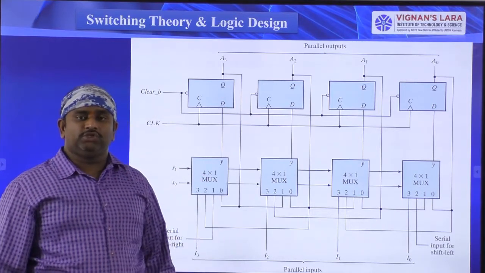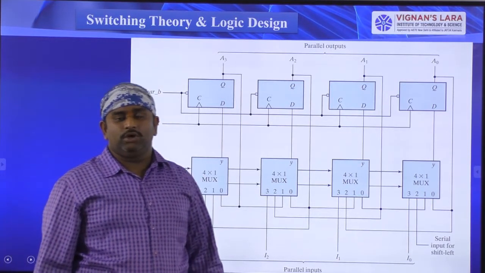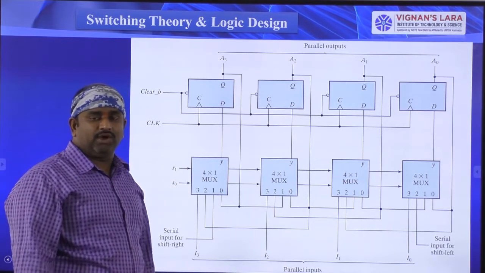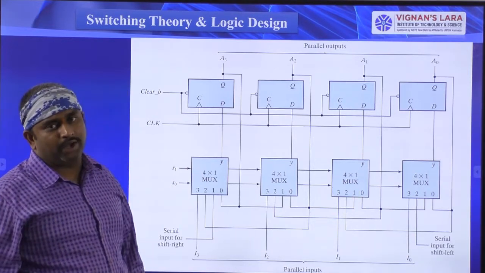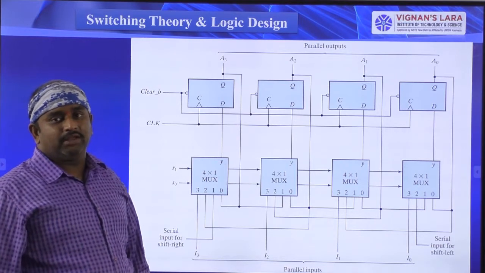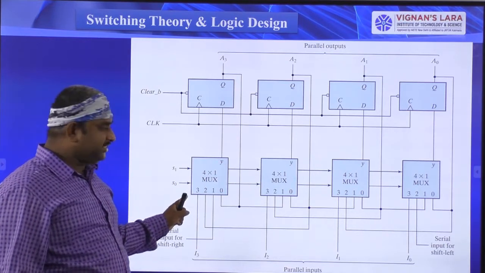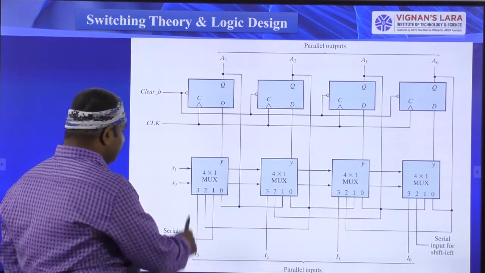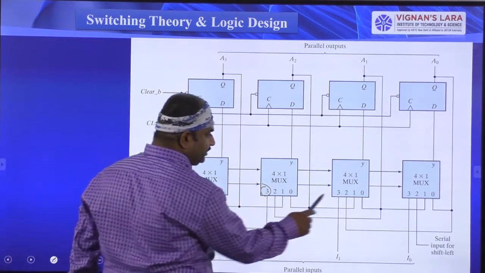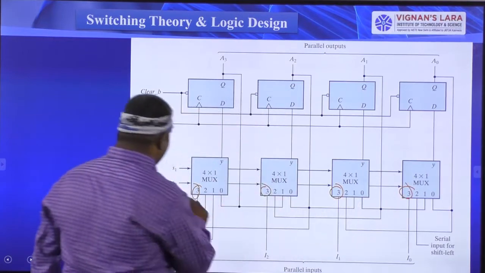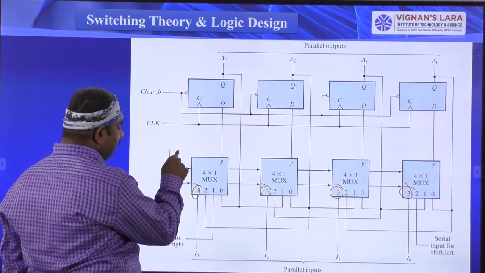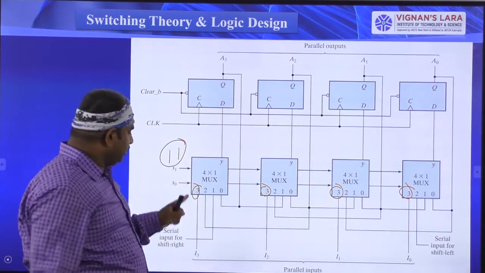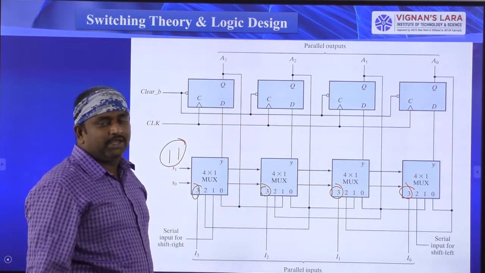Next, coming to the 0, 1 configuration. So the 1, 1 configuration we will see. So what is there at 1, 1? When you give S0 value 1 and S1 value 1, the third pin is selected. In all the flip-flops, the 3 pin is selected here, when S1 equals 1 and S0 equals 1. So when you give the selection lines 1, 1, the third terminals are selected in these muxes.